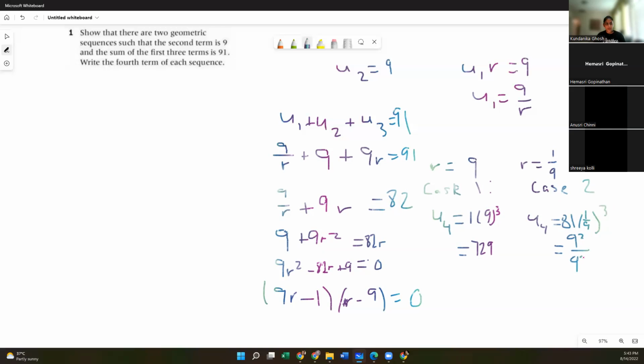If not, I can go back and re-explain all that. I'm going to take that as a yes. And then from here, all you do is cancel out two 9s, and you're left with one 9 in the denominator. So you just have 1 over 9 as the value for the fourth term in your second case. Good?